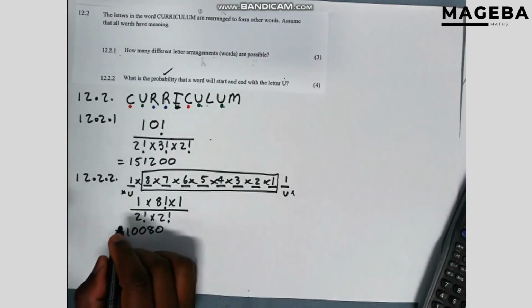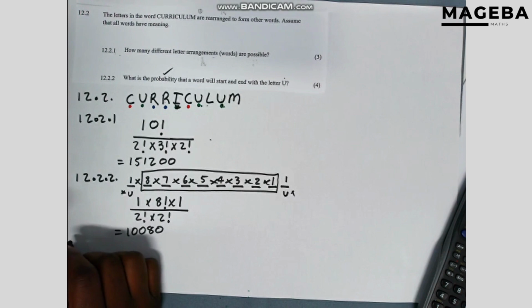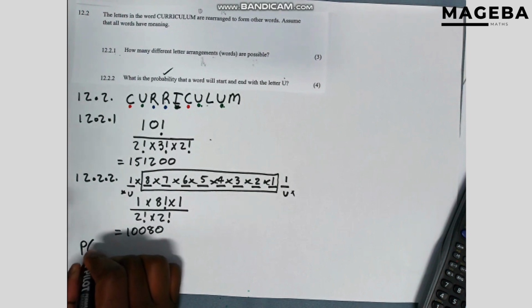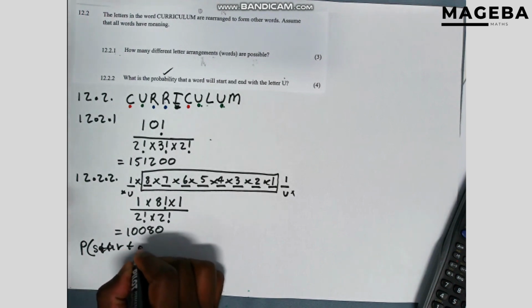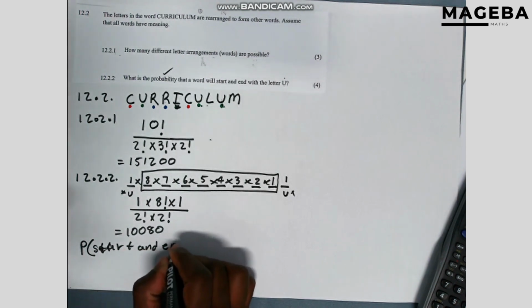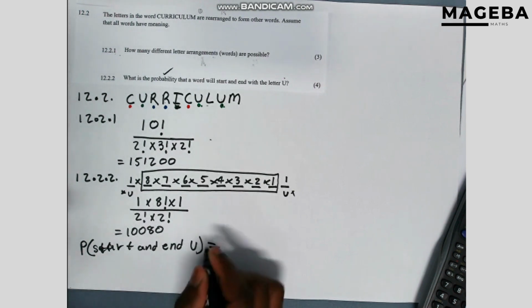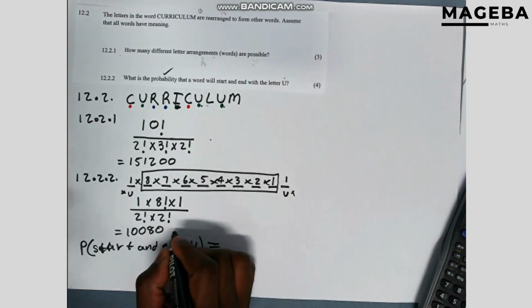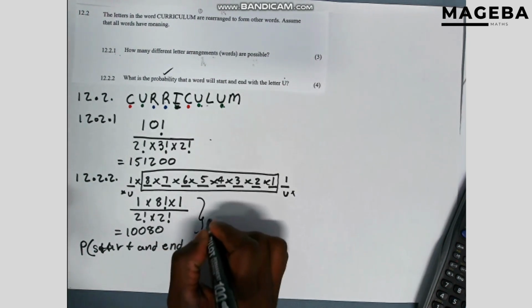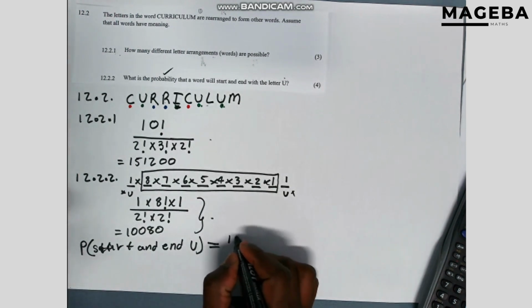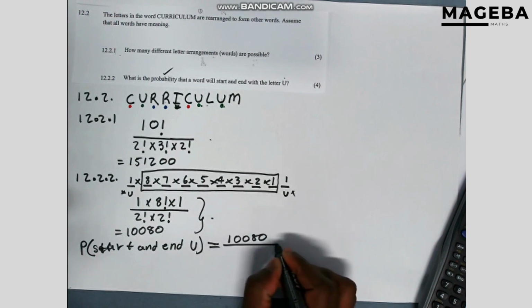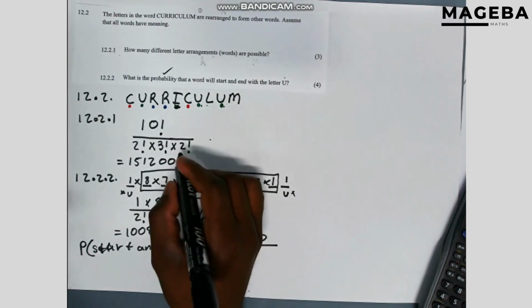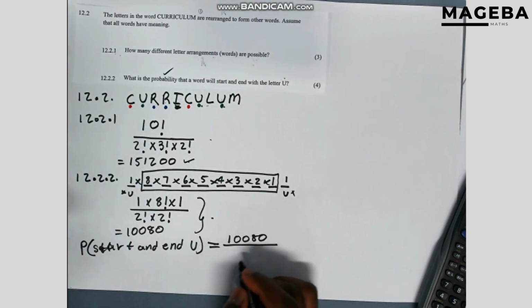The question, they said they want what? The probability. So we want the probability of starting and ending with the letter U. We want the probability. Remember, how do you find the probability? The probability is the arrangement of the restriction that they gave us here. This is the restriction that they gave us, which is 10080, all over the total arrangement, which is the total arrangement that we found here at the first question.